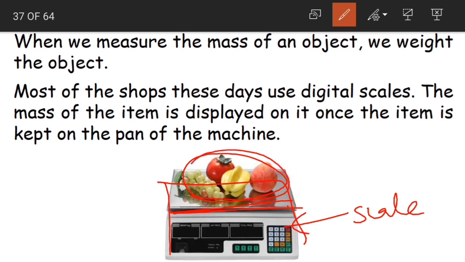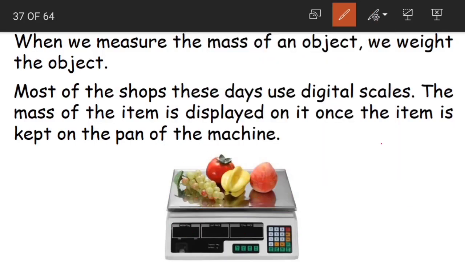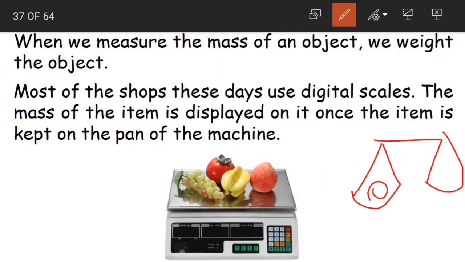Now as soon as we put the objects onto the scale, the weight will be displayed here. Yes or no, children? You can see the numbers automatically appear. It tells us the exact mass or weight of the objects placed on the machine. It is very easy, right? Whereas in a balance, we have to first put the weight in one pan and then put the objects in the other pan.